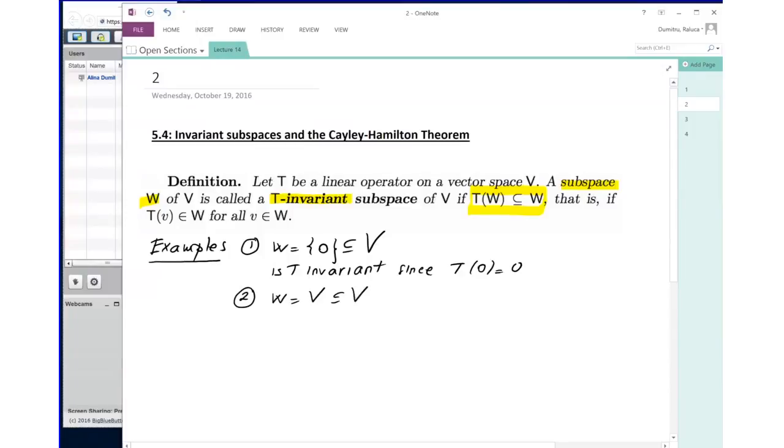The other extreme subspace is the entire V. If I apply T to something in V, can I land outside V? No way. Everything happens inside V. So this V is also the invariant, since T of x is in V for any x in V. All right, so those would be the extremes. So let's just look at something in between.